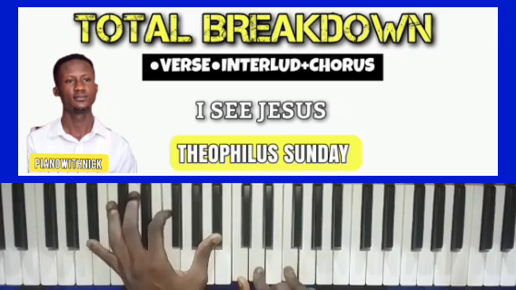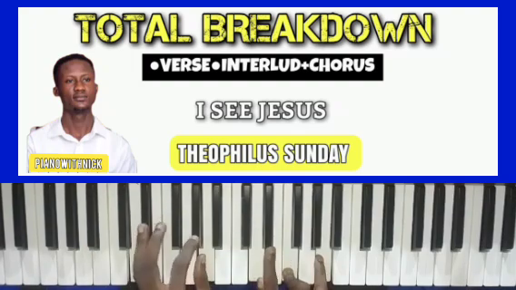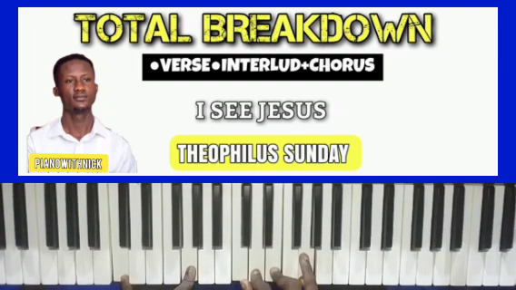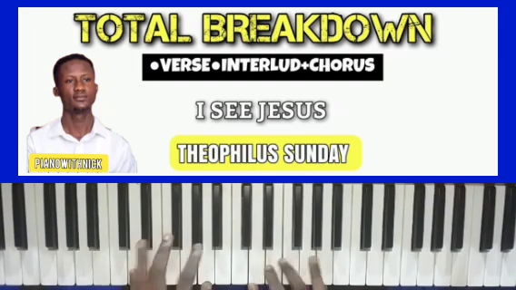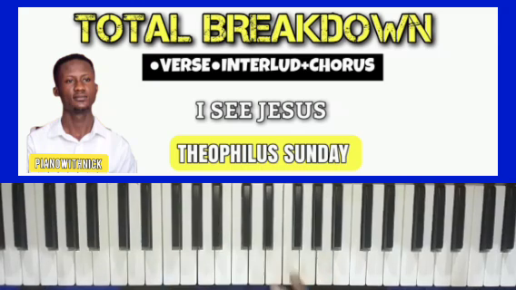I see Jesus seated upon the throne. I see his angels ascending everywhere. The first progression, 4, 5, 6. Second one, the 4 and the 5. Then the third part, we go straight to the 2.